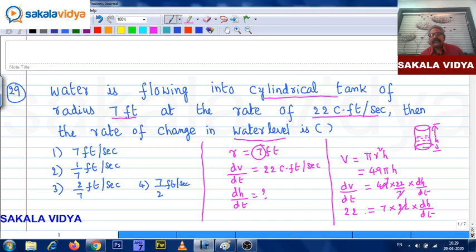Here 22 and 22 cancel. Now we need to find out dH by dt. dH by dt is equal to, see, you get 1/7 feet per second. That's why the second option is the right option. Not the first option, it is the second option. The second option is the right option. You check it now.